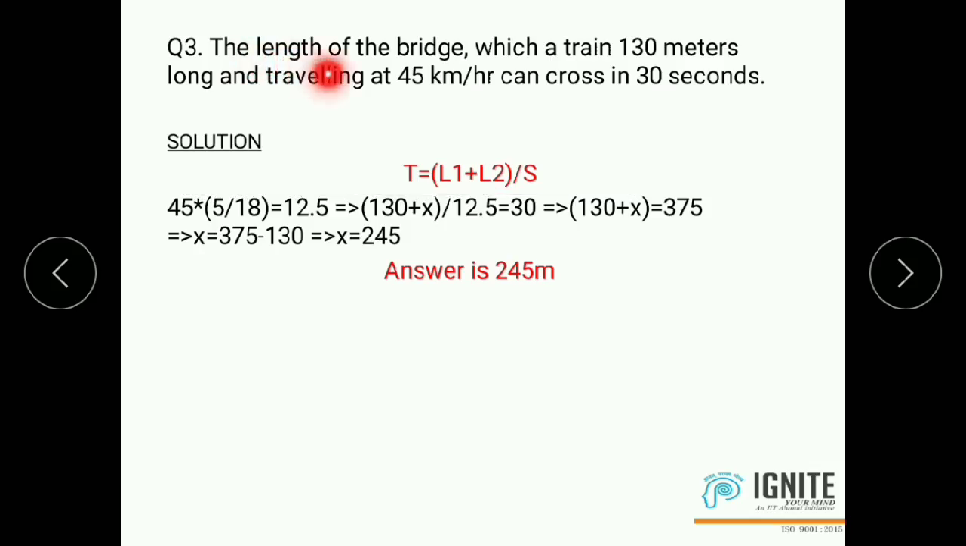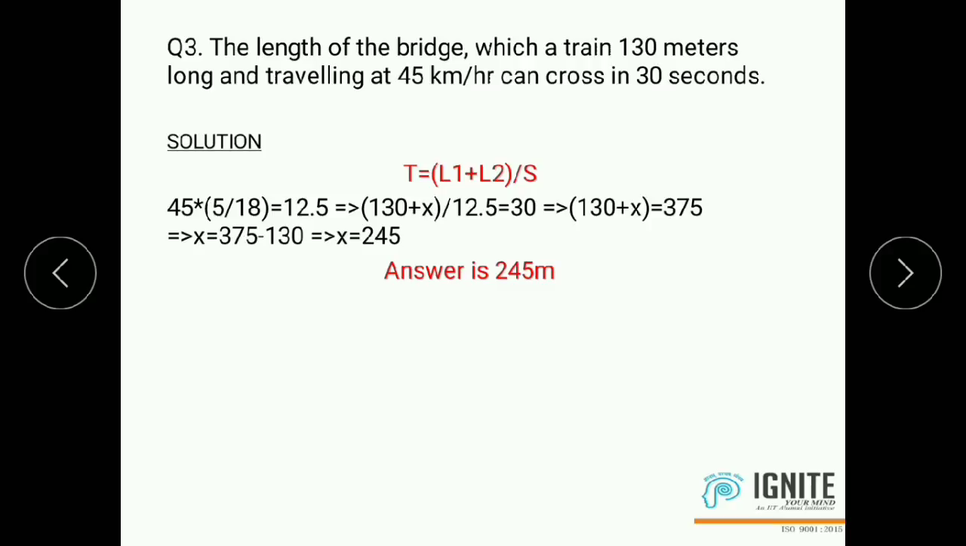Next question, the length of a bridge which a train 130 meters long and travelling at 45 km per hour can cross in 30 seconds. In the case of bridge, tunnel or platform, the crossing time equals total length by speed. Total length means length of train plus length of bridge. Bridge, tunnel or platform: L1 plus L2 by S.